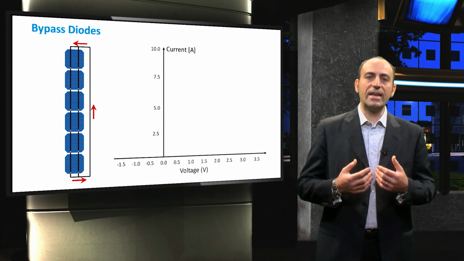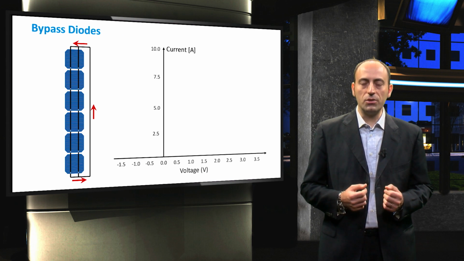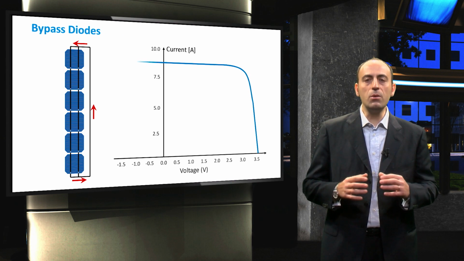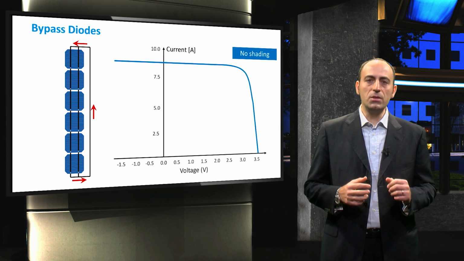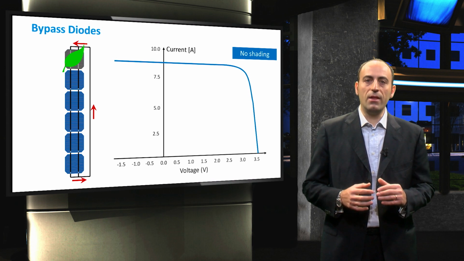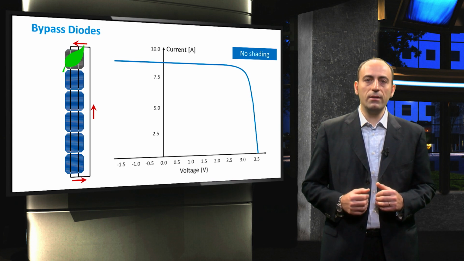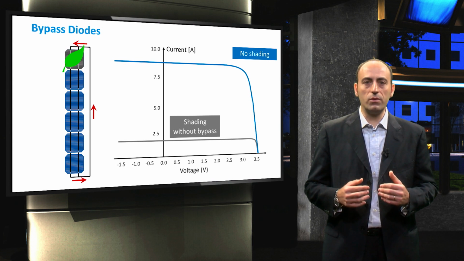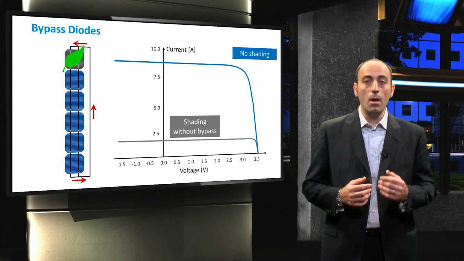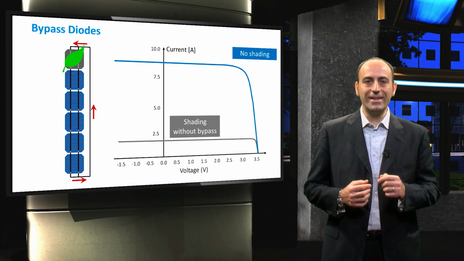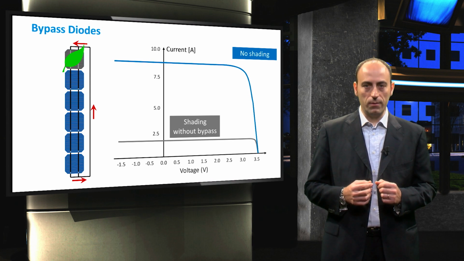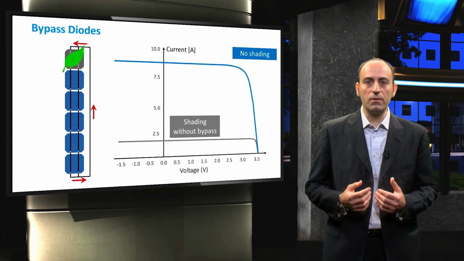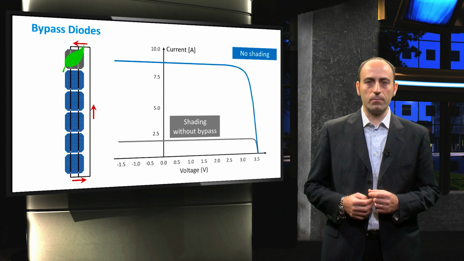Let's come back to the example shown at the beginning of the lecture, and let's draw the IV characteristic of the string when cells are equally illuminated. In case one cell is completely shaded and there is no bypass diode, then the total current voltage characteristic just drops down with a total voltage that is more or less the same, but then the maximum current is dictated by the partially shaded cell. In order to prevent all the excess current from being dissipated in it, we must use bypass diodes.